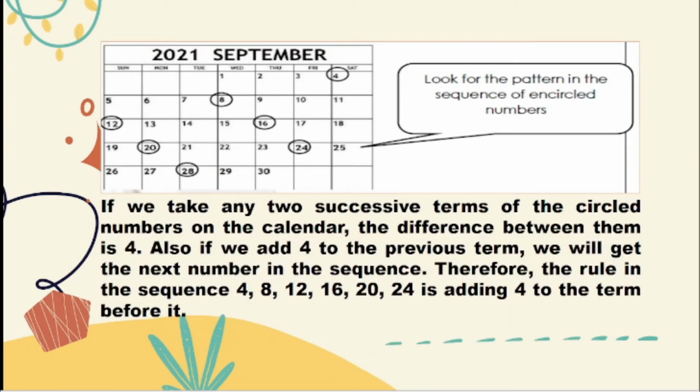If we take any two successive terms of the circled numbers on the calendar, the difference between them is 4. Also, if we add 4 to the previous term, we will get the next number in the sequence. Therefore, the rule in the sequence 4, 8, 12, 16, 20, 24 is adding 4 to the term before it.